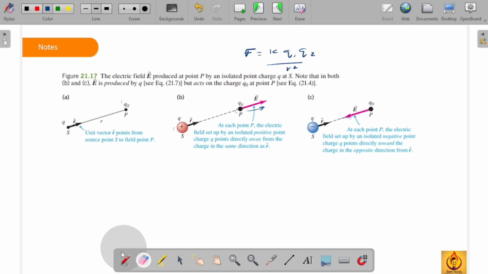Right? So in this case, our source is positive. So you see the electric field at the point where we test the charge is away from that point. But if our source is negative, it is towards our source. We just said that in the last slide, so it is just the repetition.